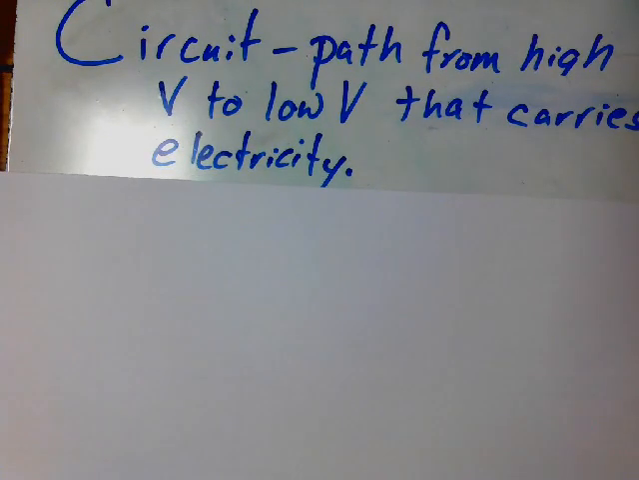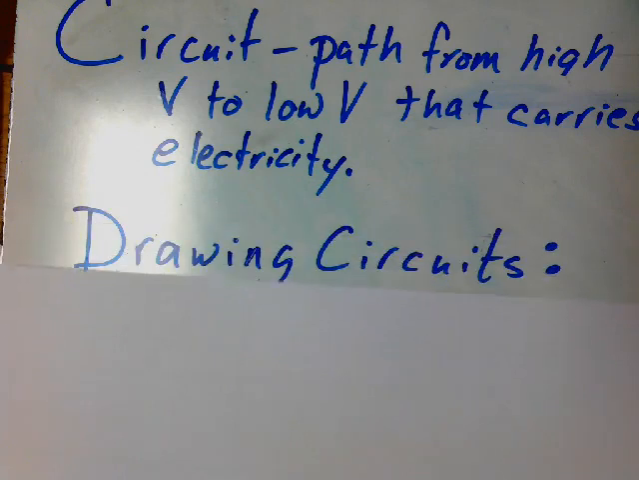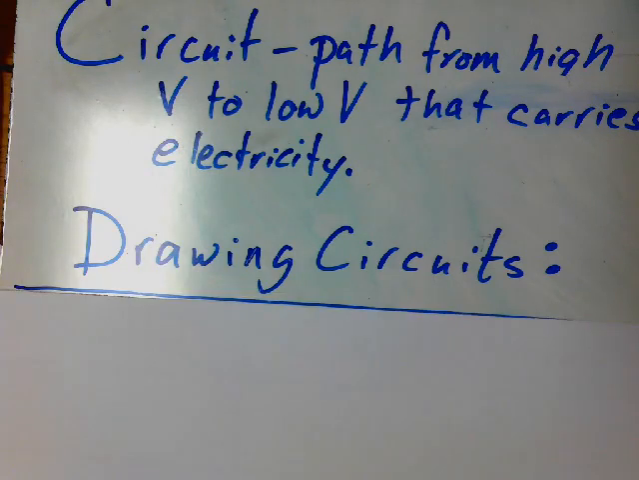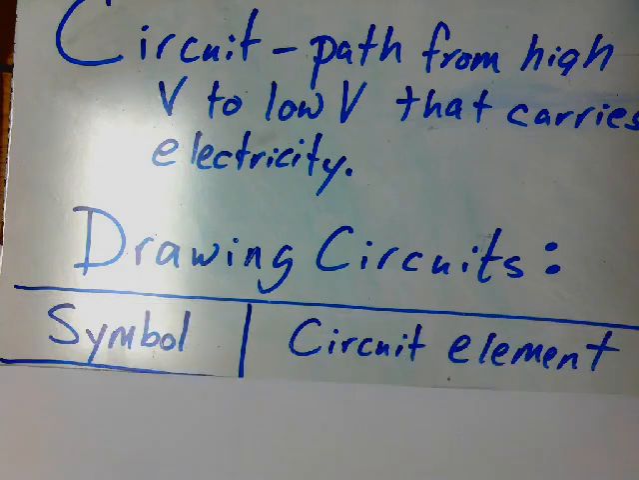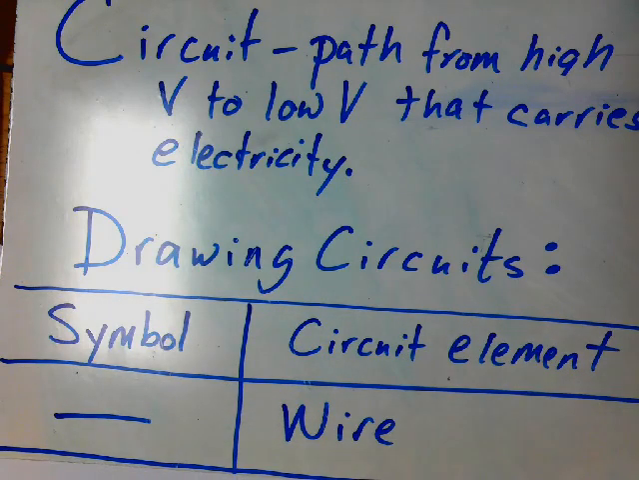So a circuit is going to be any path from a high voltage to a low voltage that's going to carry electricity. That's what a circuit does. It's a path. It has to be a complete path in order for it to carry electricity. One of the things we're going to focus on a lot is drawing circuits. If I'm drawing circuits, I'm going to use the following symbols. First off, wires are going to be straight lines. Anytime there's a straight line without anything else going on, that's just meant to represent a wire.